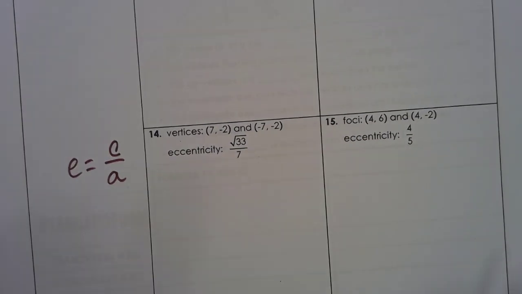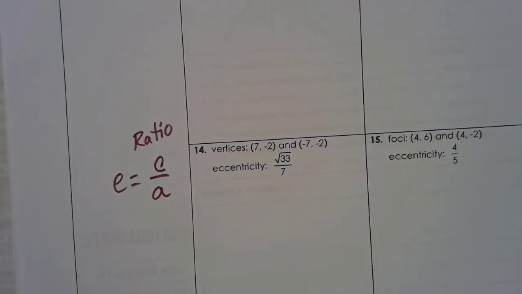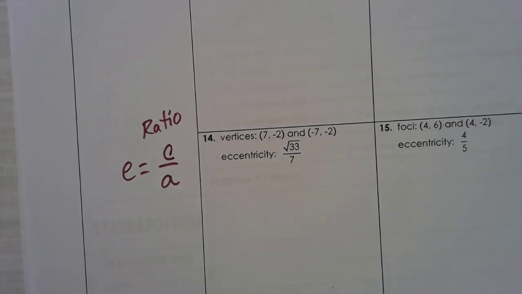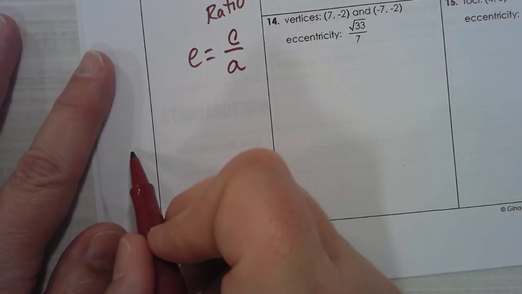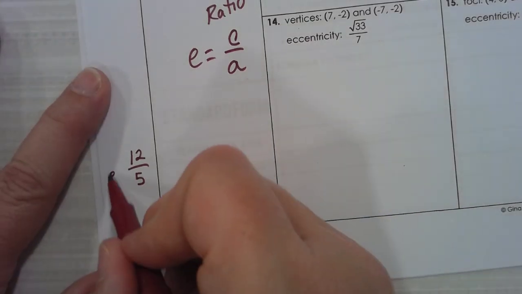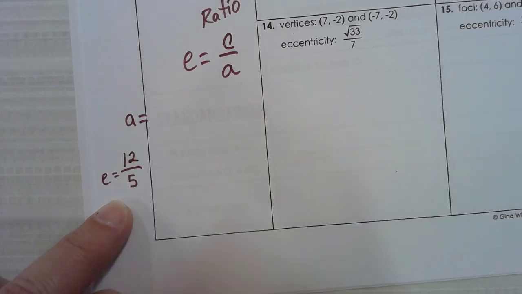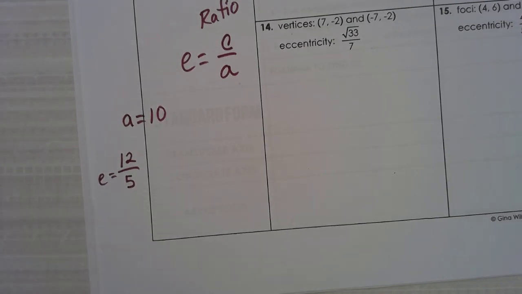Okay, now here's the deal. This C over A is a ratio. It may not always be in lowest terms. They're going to give it to us in lowest terms, but we might need to expand that. I'm just going to give you an example. Let's say that our eccentricity was 12 over 5, just going to make it up. And then let's say that A was 10. Like we looked at, they gave us the vertices, we figured out that A was 10.